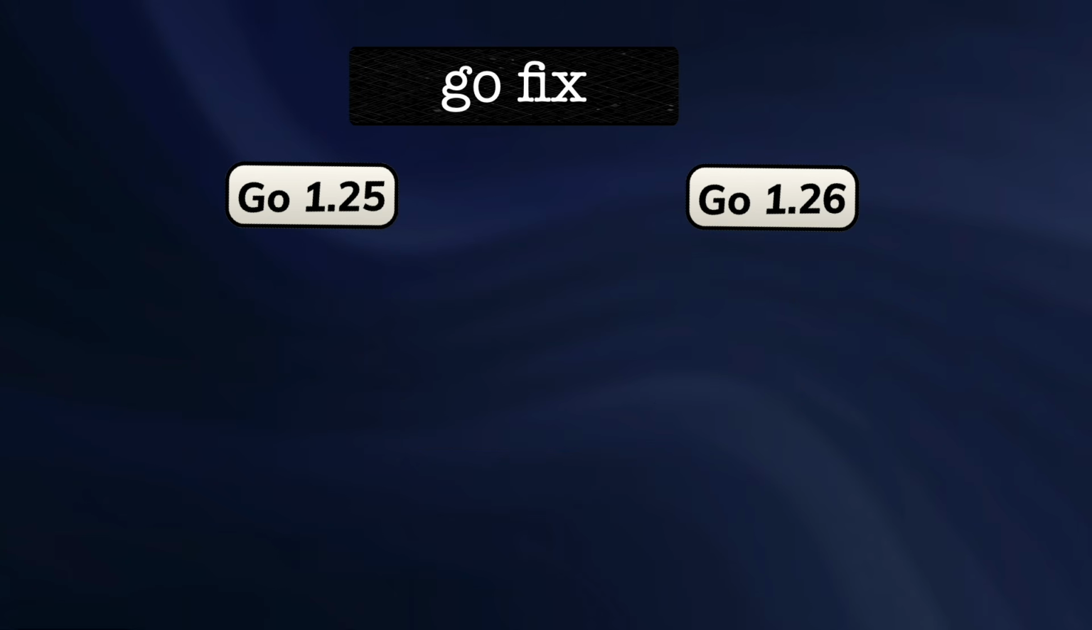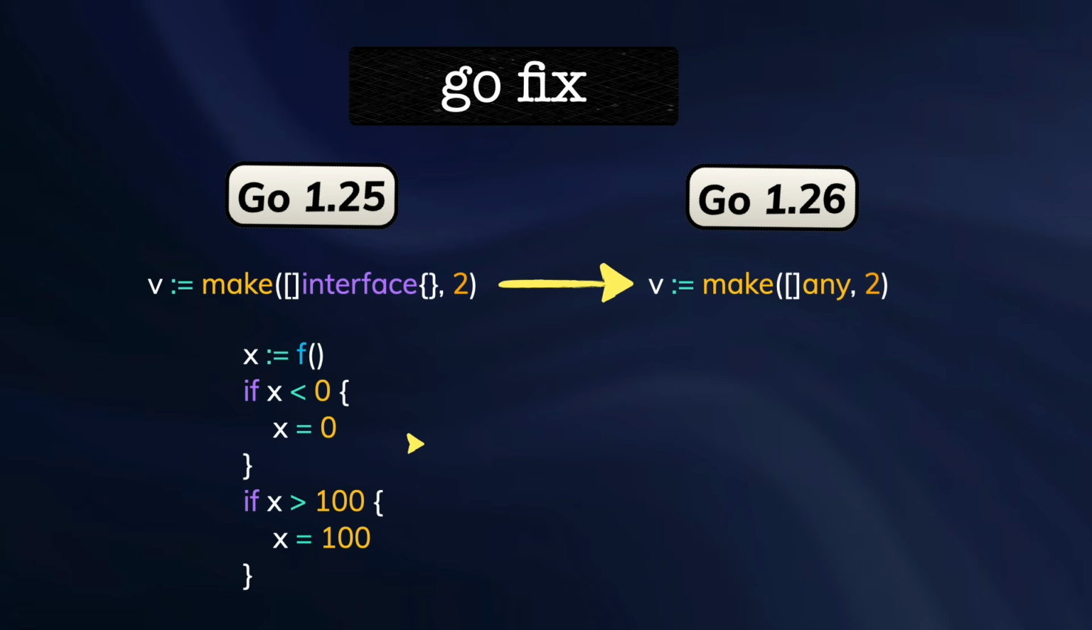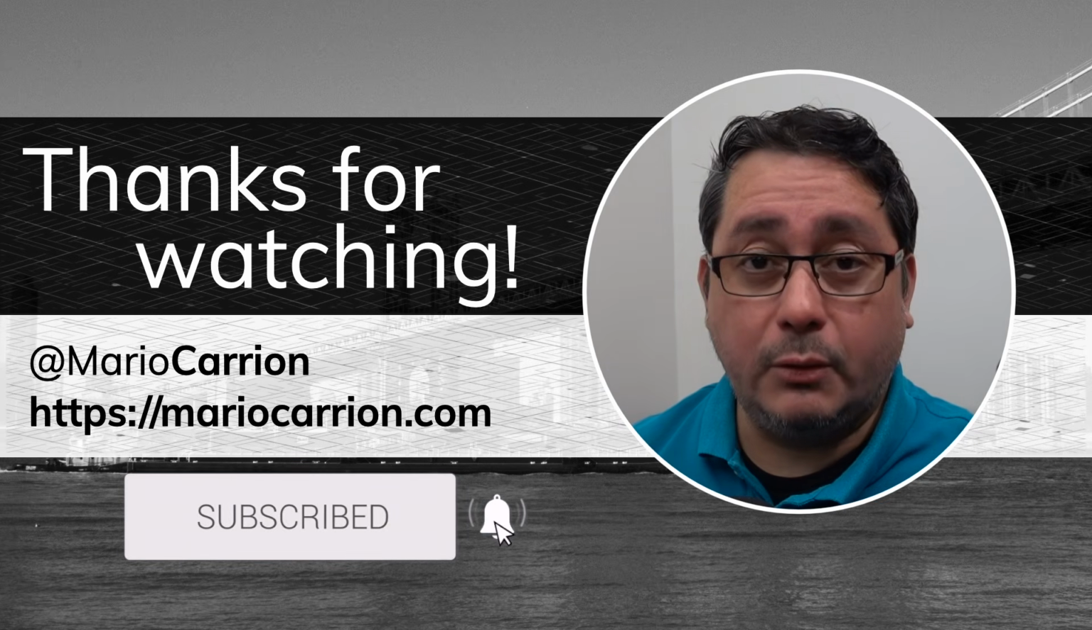A concrete example I can give you would be replacing the empty interface with any. But there are more analyzers that are applicable to your codebase, and they will be evaluated by reading your codebase, and it will be replaced using go fix. This is a quick way to keep your codebase up to date with the most recent changes in the Go programming language. And that's all I wanted to call out about Go 1.26.